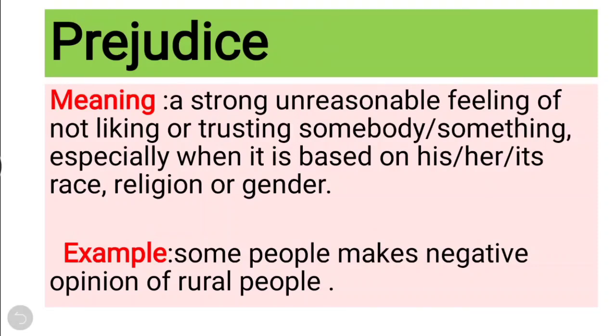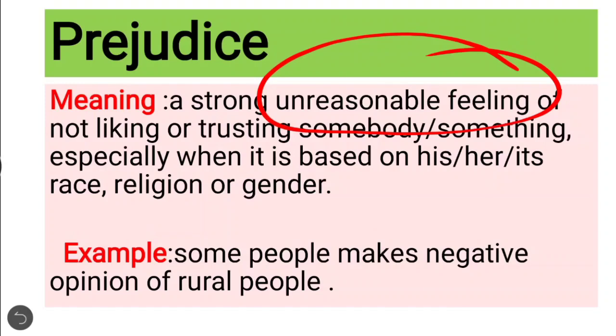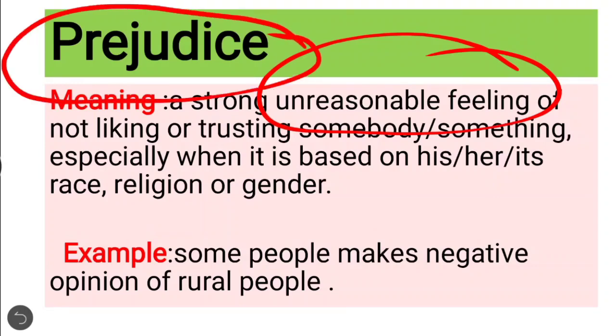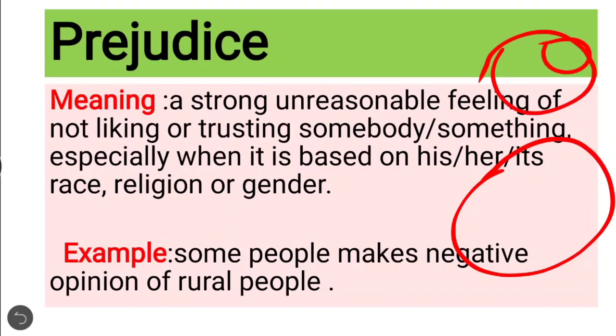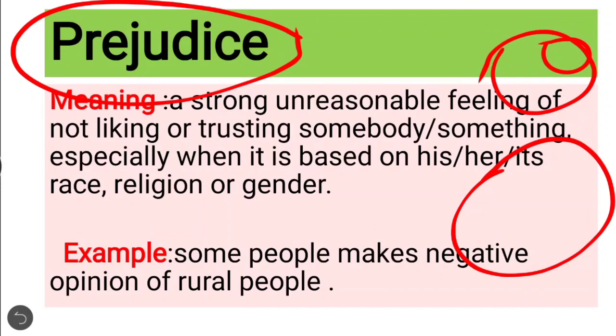What does it actually mean? The meaning of prejudice is a strong unreasonable feeling of not liking or trusting somebody. If there is a person, someone, anyone, and you have a feeling of not liking that person, and you say something negative, or have some unreasonable feeling, unreasonable meaning that the feeling has no basis, simply a negative feeling about that person, then it is creating prejudice. If a group of people create an unreasonable feeling about another group or a single person, it means prejudice is at work there.